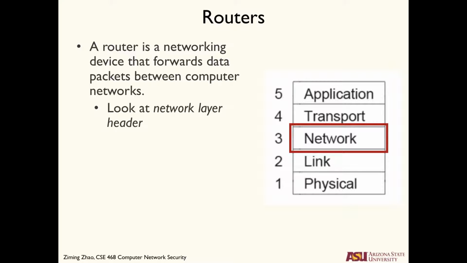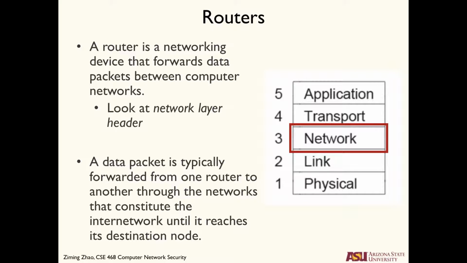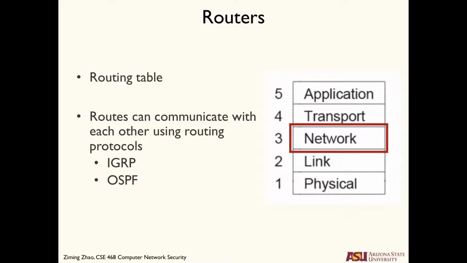A router is used to forward data packets, IP packets, between different computer networks. They look at the IP headers, source IP and destination IP. The routers are also connected together. A router will forward a data packet to another router, and to know that other routers exist and how to find the routes, they use protocols called routing protocols. So there are IGRP, OSPF, all kinds of routing protocols.